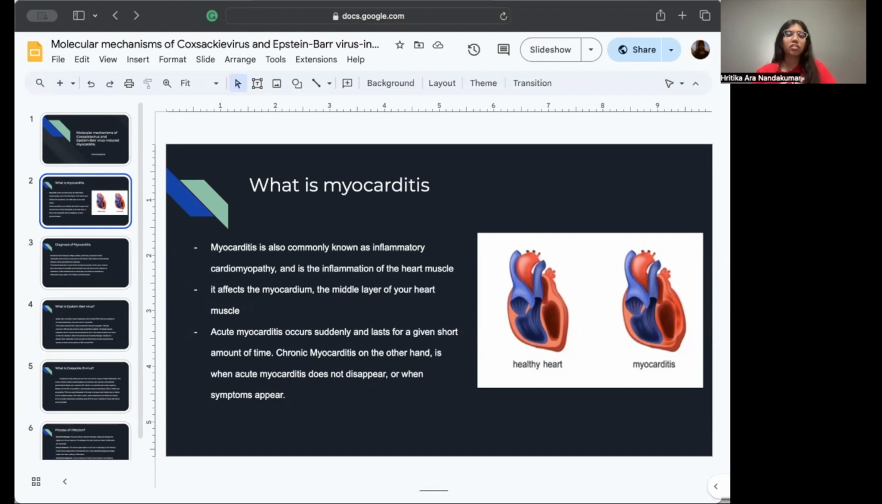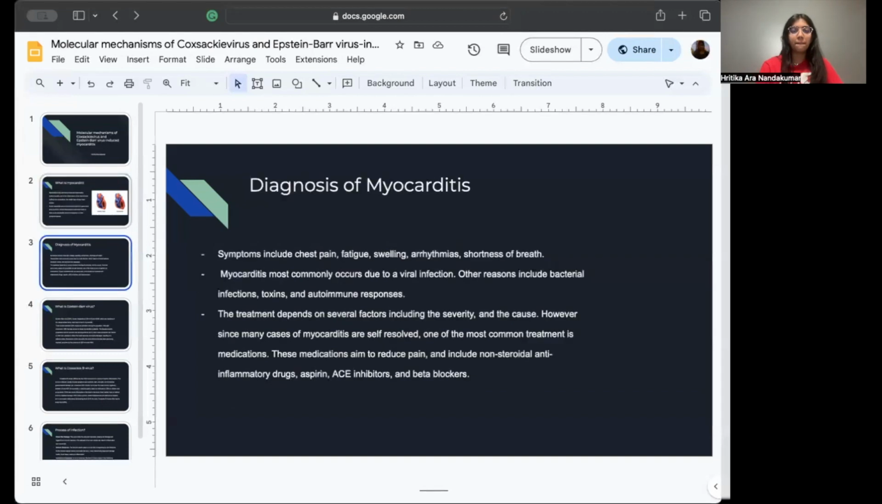Acute myocarditis occurs suddenly and lasts for a short amount of time. Chronic myocarditis, on the other hand, is when acute myocarditis does not disappear or symptoms reappear. Symptoms include chest pain, fatigue, swelling, arrhythmias, shortness of breath.